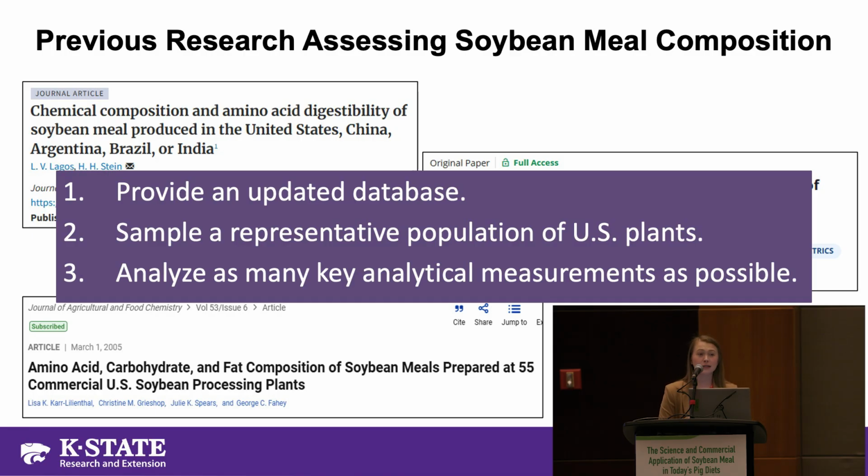Additionally, we wanted to sample a representative population of U.S. plants. This includes making sure we're getting representative samples geographically, also making sure that we have representation across all the different sizes of crushing plants, and even taking into account the age of the machinery in those plants. And then finally, we also wanted to analyze as many key analytical measurements as possible that were both important to swine producers, but also generally across livestock species, and information that the soybean processors were interested in seeing themselves as well.